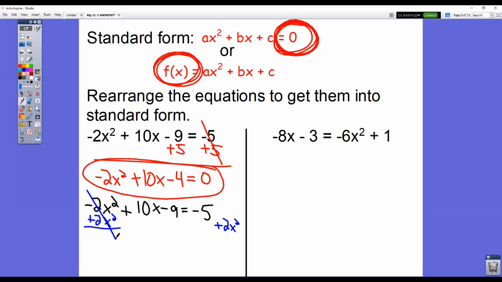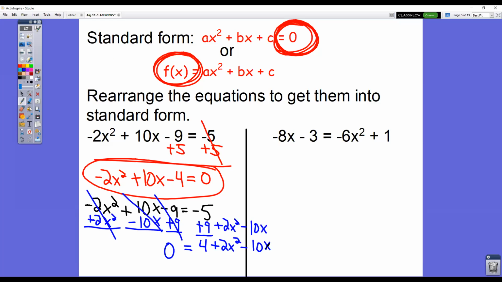So those are gone now. To get rid of that plus 10x, I'd have to do minus 10x and minus 10x. These are gone now. And then to get rid of this minus 9, I'd have to do plus 9 and plus 9. Notice where I put the plus 9. I lined up my plain number and my plain number. So in this one, I got rid of everything from the left-hand side of the equal sign. These canceled out, these canceled out, these canceled out. I have nothing left on that side. On the other side of the equal sign, I have 4 plus 2x squared minus 10x.